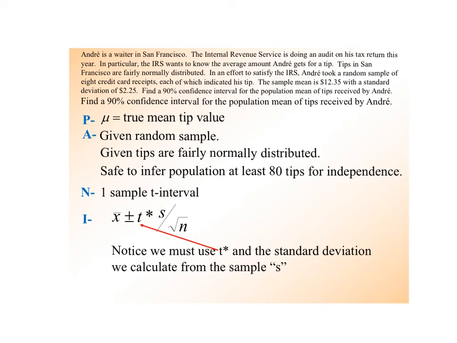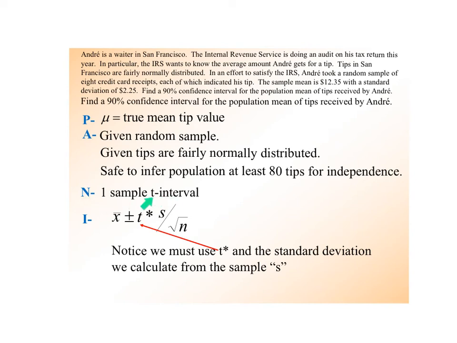The assumptions, A. 1, was the sample random? Yes, it says random sample here. The tips are normally distributed. How do we know it's normally distributed? It said it over here. And then the last condition is the 10% condition, or the independence condition. But it's talking about when we make the statement, it's safe to infer the population is at least 80 tips for independence. How do we get 80? Multiply 8 times 10. Okay.